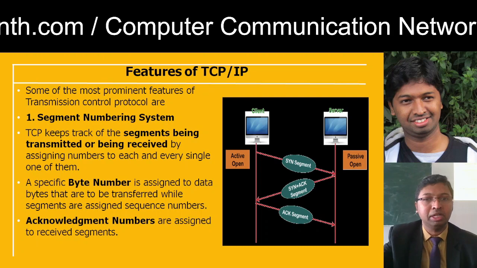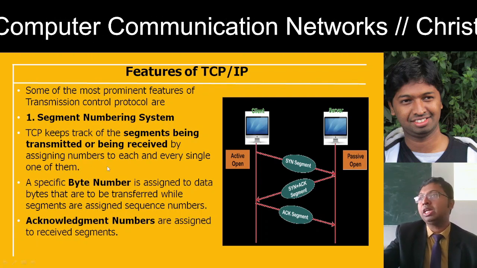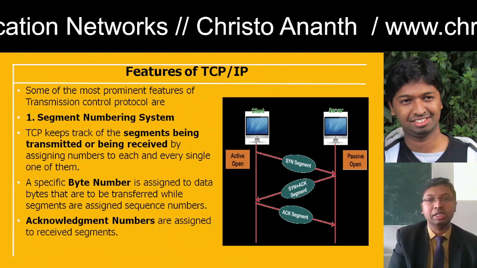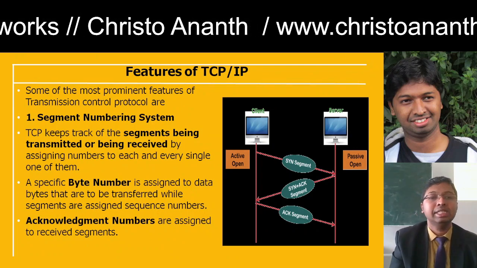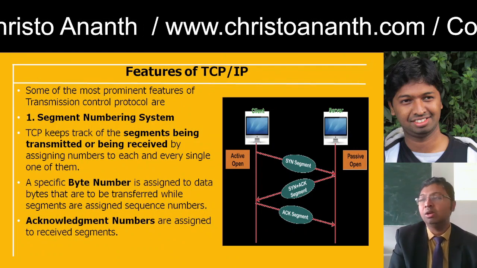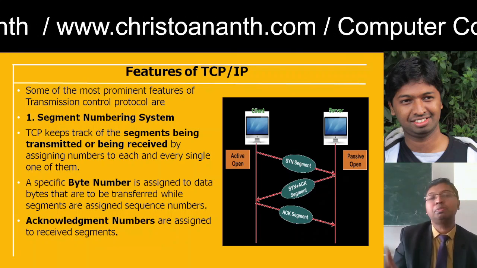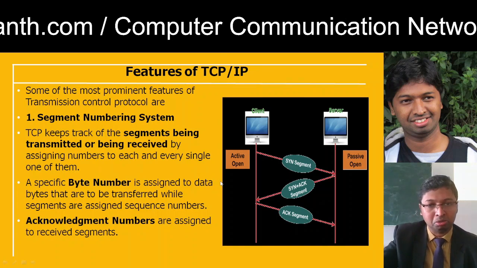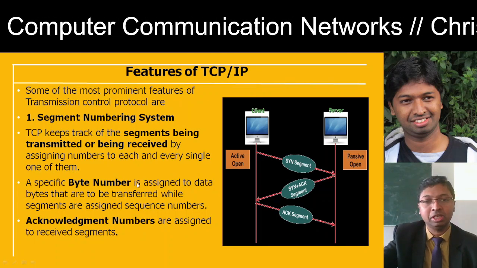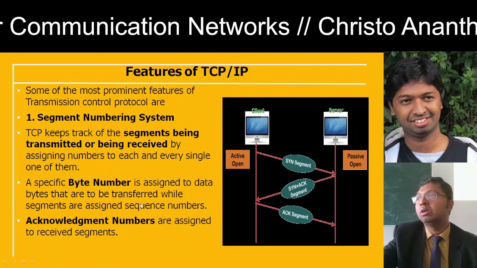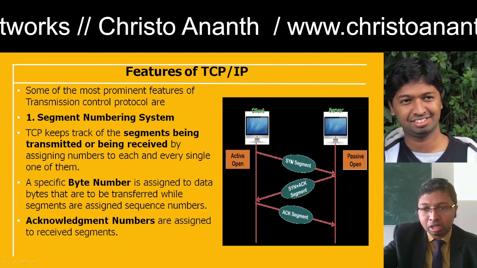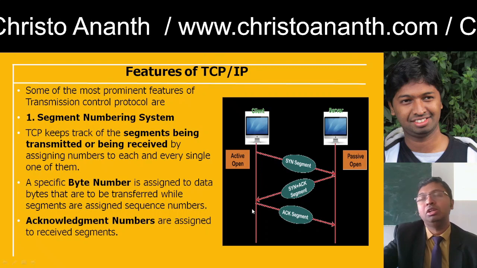We have a segment numbering system. TCP keeps track of the segments being transmitted or received by assigning numbers to each of them. A specific byte number is assigned to the data bytes whenever they are transferred. The segments are assigned sequence numbers, and acknowledgement numbers are also assigned in order to receive the segment.